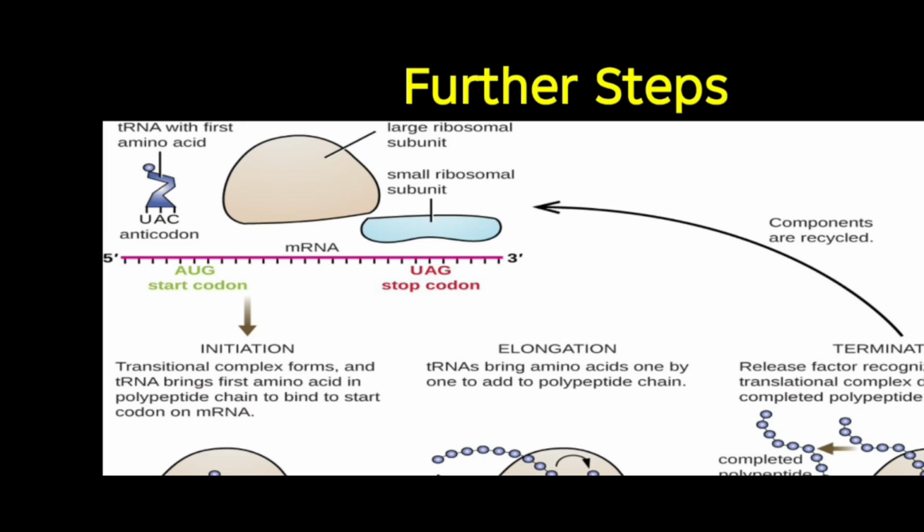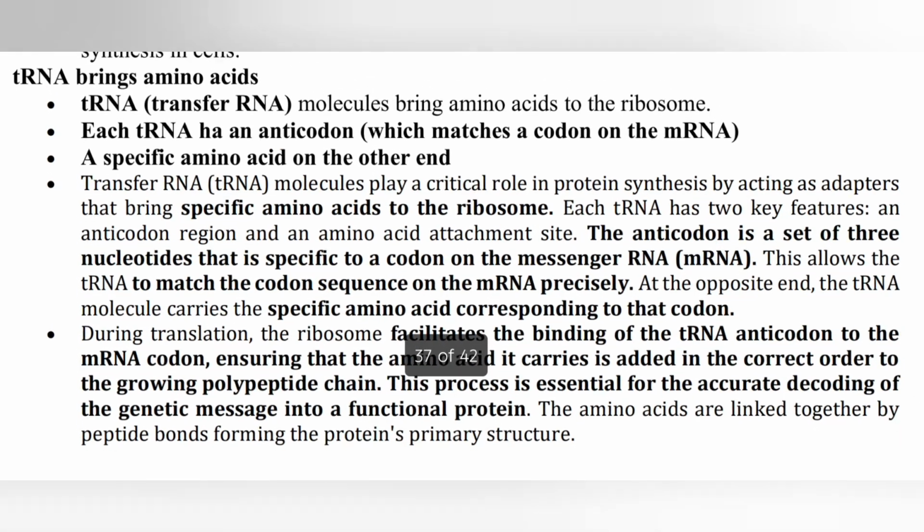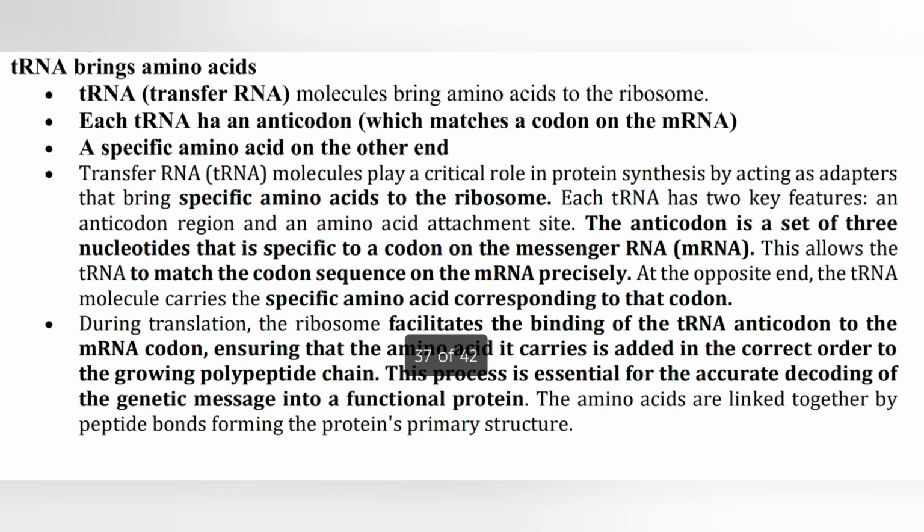Protein synthesis starts when the AUG start codon is read by the transfer RNA containing the amino acid. Then, in the next step, tRNA brings amino acids. The tRNA molecules bring amino acids to the ribosomes. Each tRNA has an anticodon which matches the codon on the messenger RNA.